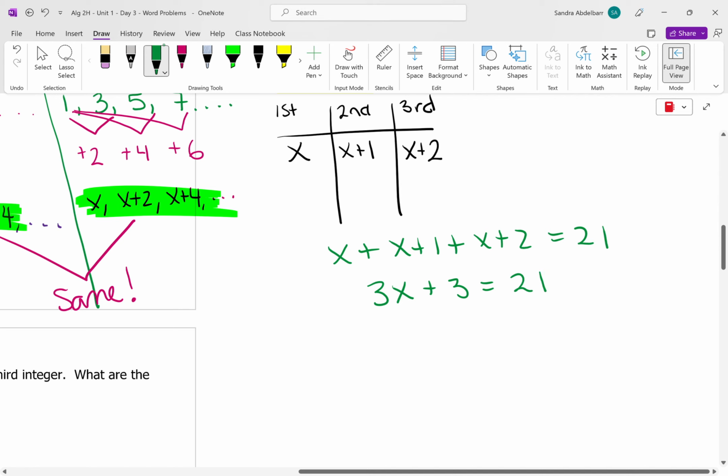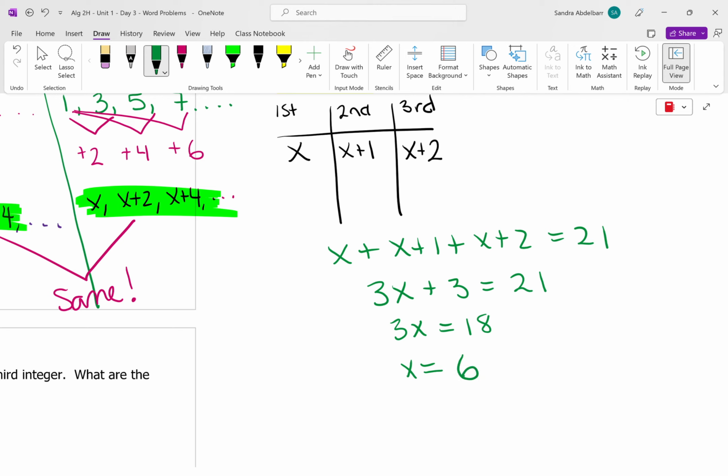Combine our like terms. We are 3x plus 3 equals 21. 3x equals 18. So x is equal to 6. So my first is 6, which means my second is 7, and my third is 8. Those are our 3 consecutive integers. Okay, let's step it up now. If I'm going too fast, just tell me to slow down.